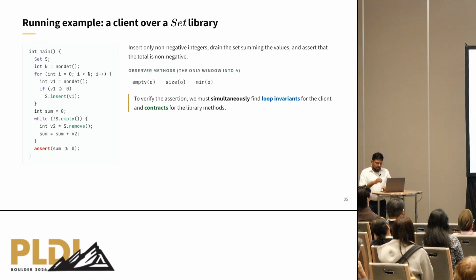So given the VMTLC problem we've just looked at, I want to come up with contracts for the methods that the client uses, namely insert, remove, and empty, as well as loop invariants for the client for the two loops, such that I can verify the client, and then separately, I can also test the contracts that I came up with for these methods and make sure that I can't find any input that violates these things.